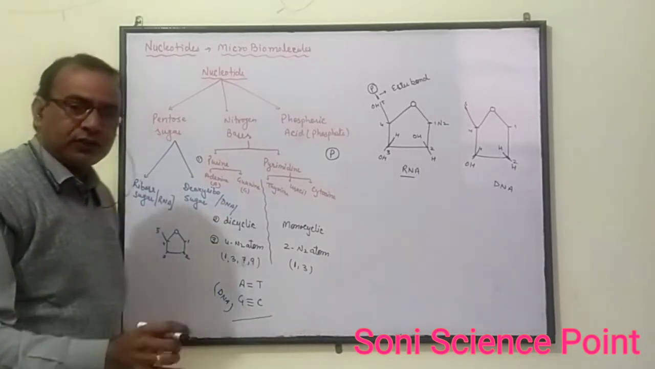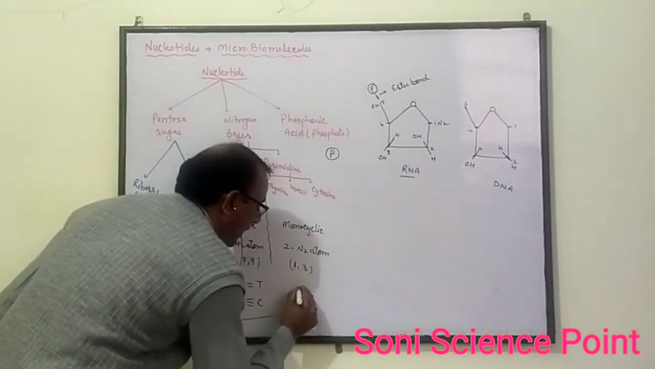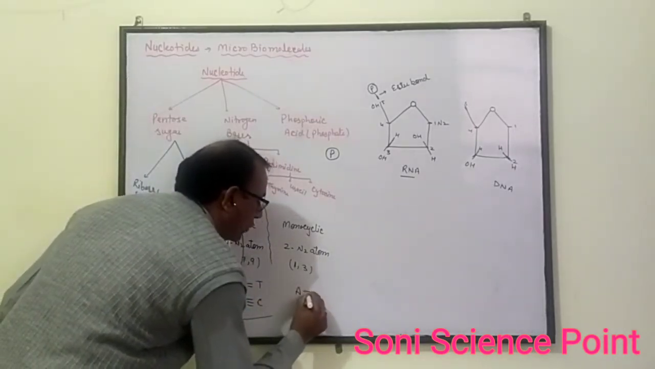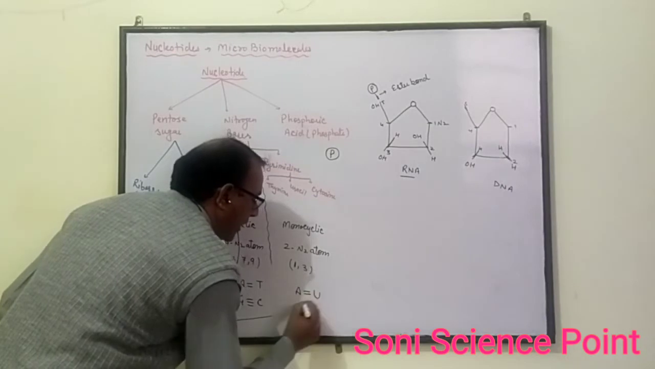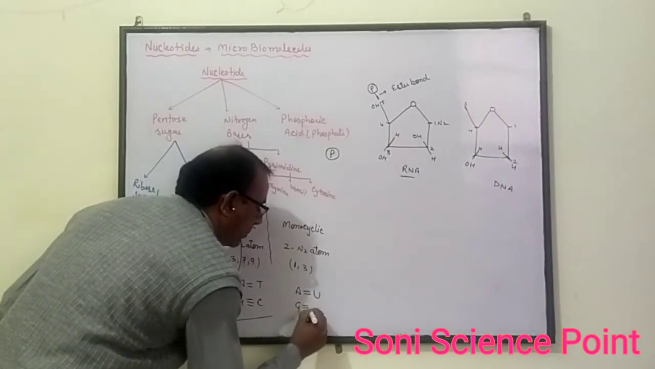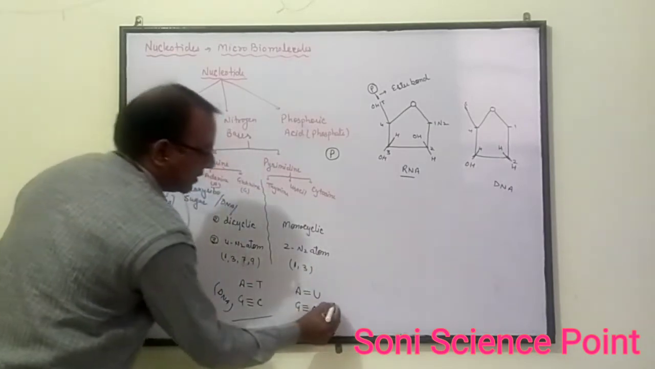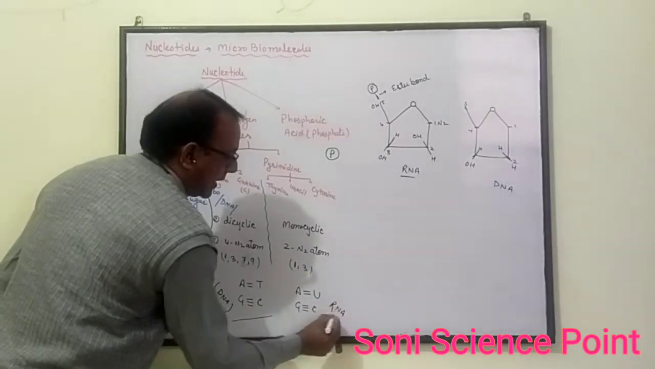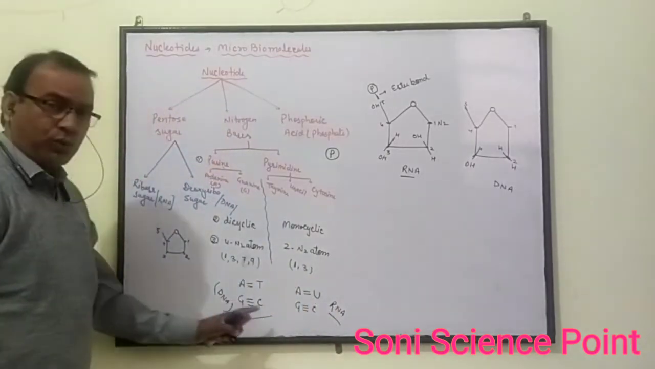And if we draw the structure of RNA, then adenine is bonded with 2 hydrogen bonds with uracil, and guanine with a triple hydrogen bond with cytosine. If we draw the structure of RNA, this will remain the same.